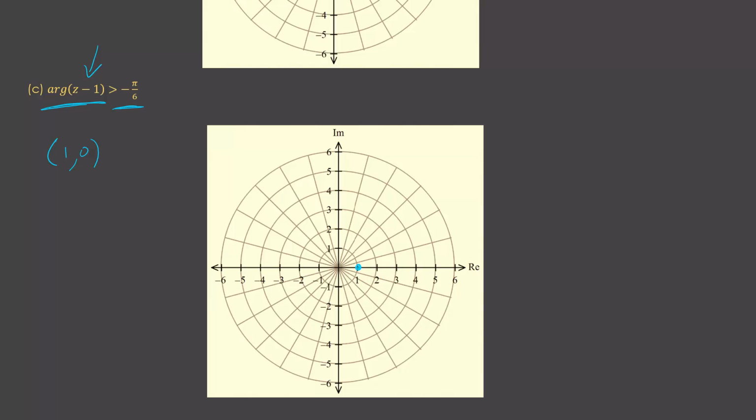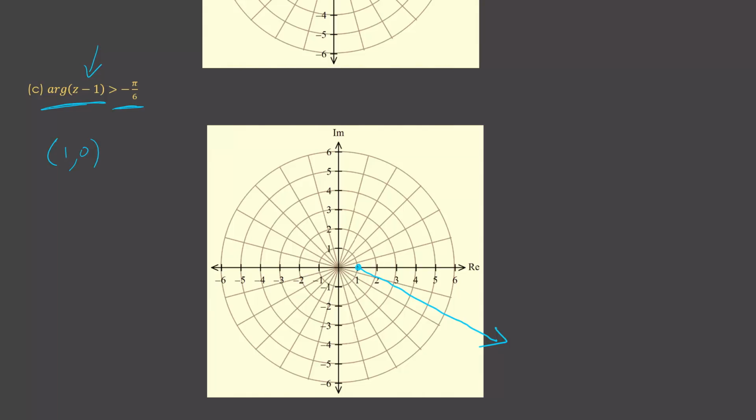But the argument is negative pi by 6, which means it needs to be parallel, not to the ray I just drew, but the second one there. That's pi by 6, but that one's coming from the origin. We need to be parallel to that one, but going from the point 1. So it would be like that.